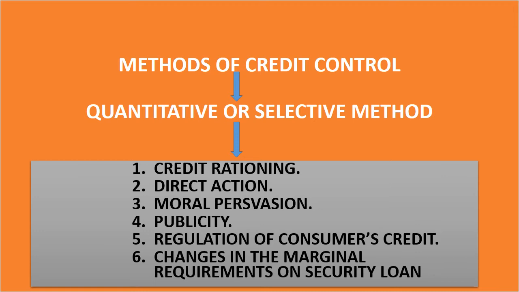Very first, rationing of credit. Second, direct action. Third, moral persuasion. Fourth, method of publicity. Fifth, regulation of consumers' credit. Sixth, regulating the marginal requirements on security loans. Let us know the selective methods of credit control one by one.